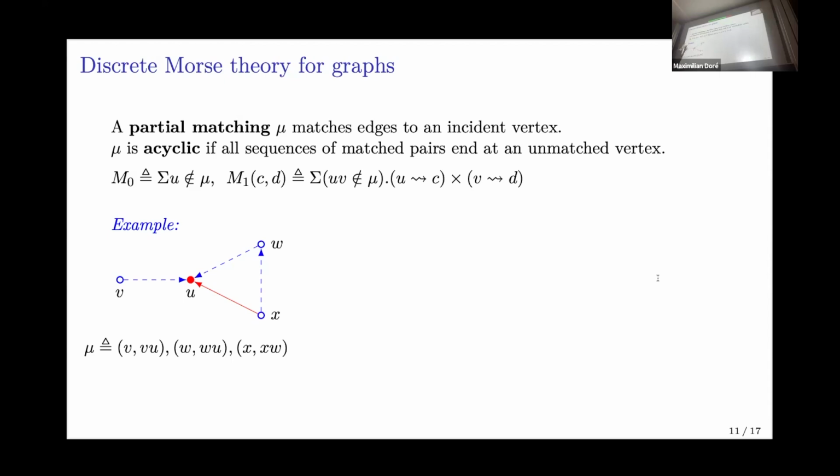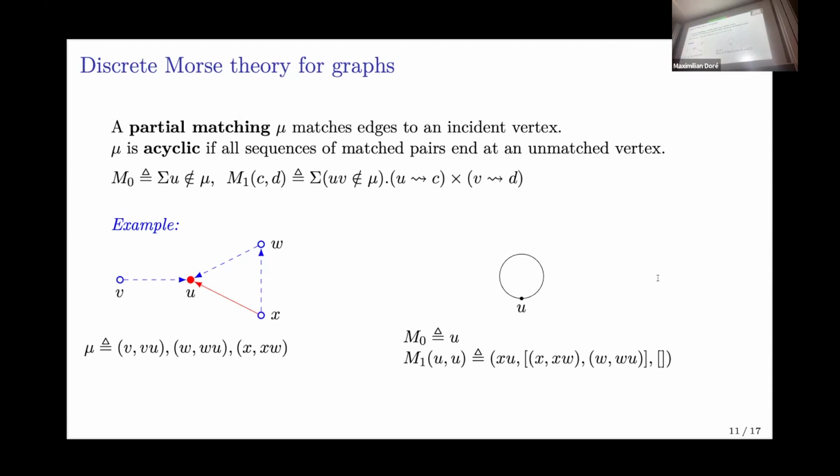So this M0 are the 0 cells of our complex, M1 are the 1 cells of our complex. And really the 0 cells are just the vertices we didn't match, so that are not part of mu. And the 1 cells are all those edges that we didn't match. And we also have to say how they are connected to some critical cells in the graph. So I think again, an example makes this a bit more intuitive.